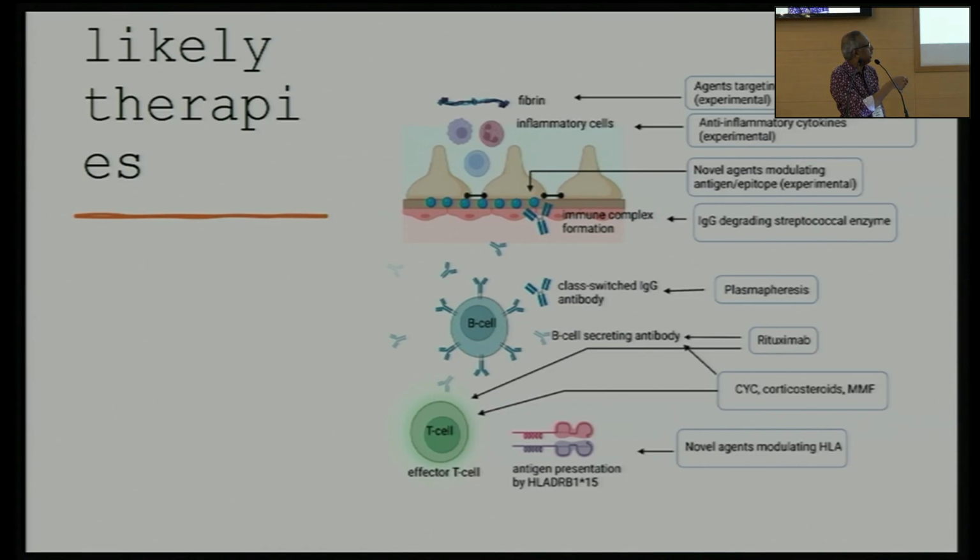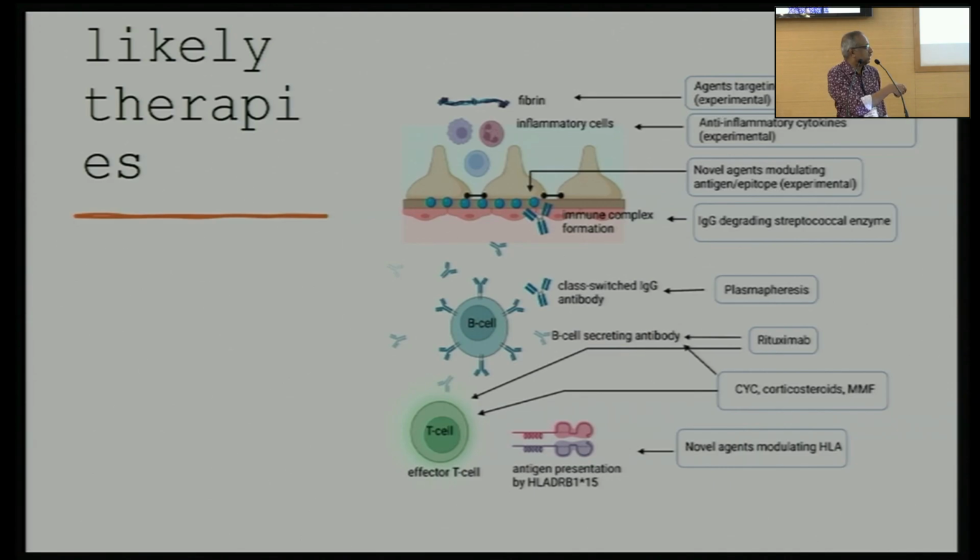But you can have agents targeting thrombin generation, because fibrinoid necrosis and fibrin is one of the key events here. But again, I don't find much future for this type of treatment. And anti-inflammatory cytokines, again, it's a disease that's so fast, so I don't know whether this is going to be really helpful. Antigen epitope modulating agents are still in the experimental stage, not even reached animal trials. So it's too early to make a statement, but they do seem exciting.